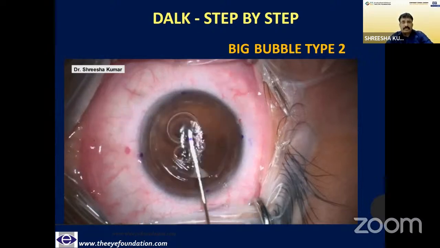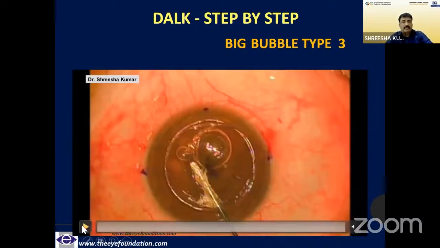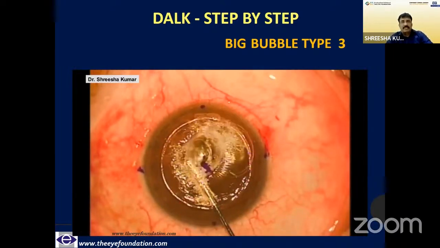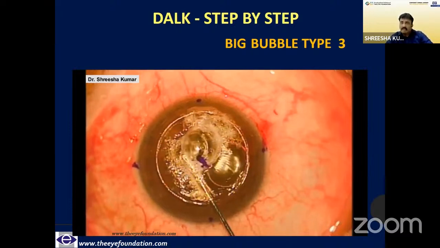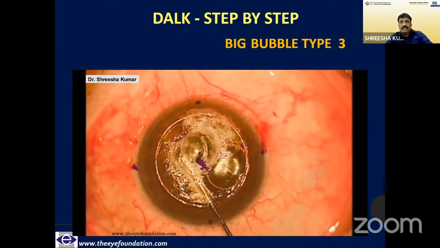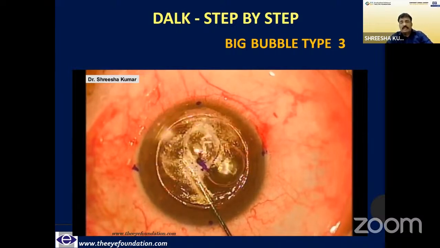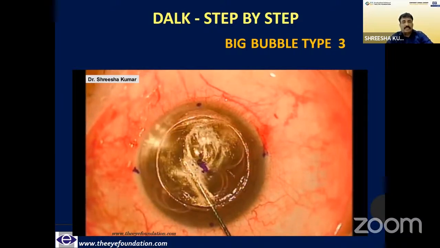Coming to the third type, the mixed bubble or type 3 bubble. Here it is a mixture of type 1 and type 2 bubble. Either you have a large type 1 and a small type 2, or you have a large type 2 and a small type 1 bubble. Again, one should be very careful because the chance of rupture is very high.